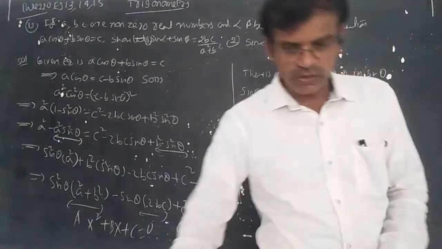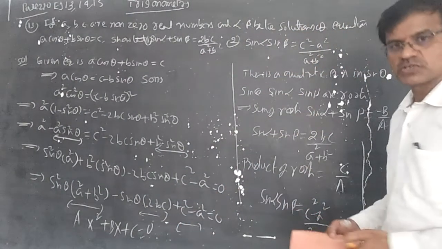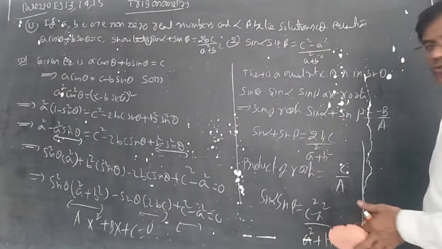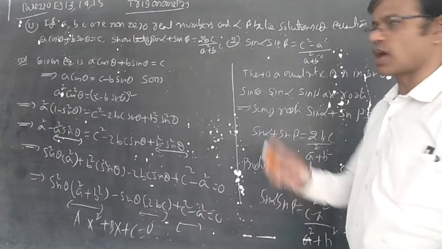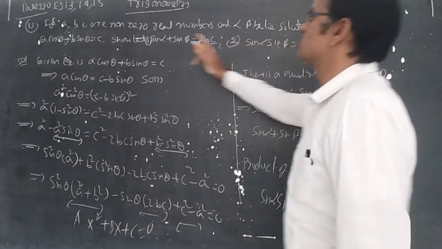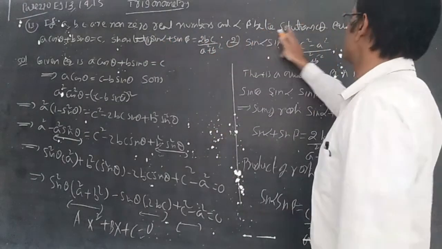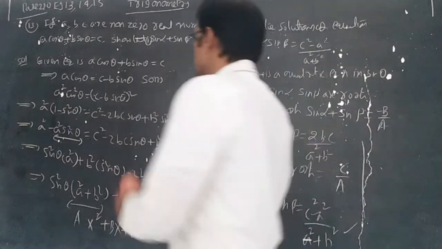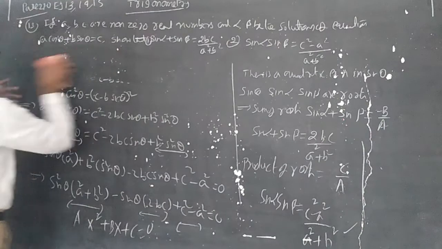Okay students, we have successfully completed this question, the 13th question. So let us discuss the 14th question. Before going to discuss the 14th question, I am giving you a work on the same question. If A, B, C are non-zero numbers and alpha, beta are the solutions of the equation A cos theta plus B sin theta equal to C, same question, I am giving it as homework.